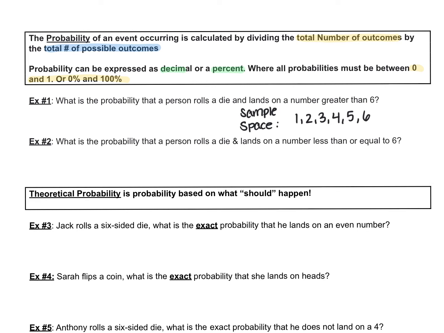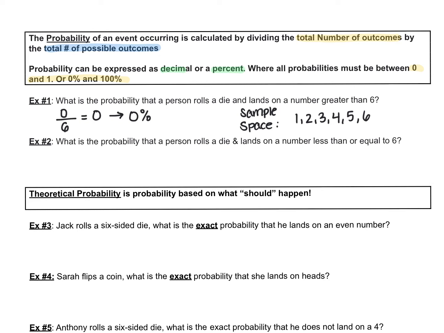There are no numbers that are greater than 6. So it's 0 out of 6, which reduces to 0. So the chances of this happening is 0%. Right? There's a 0% chance that I roll a die and I get a number greater than 6.